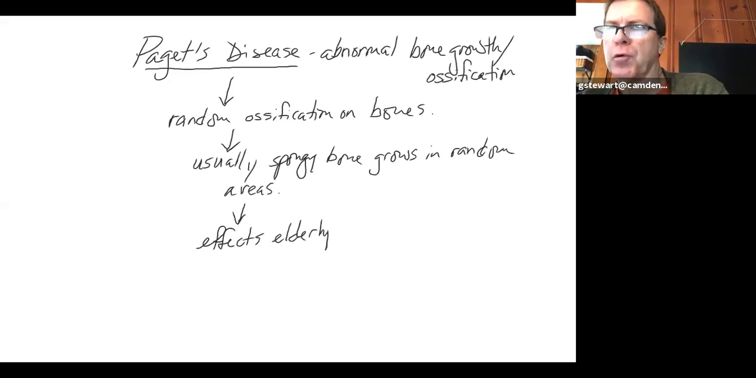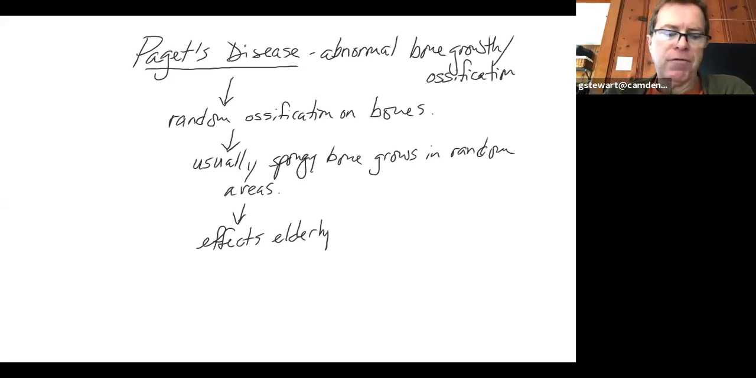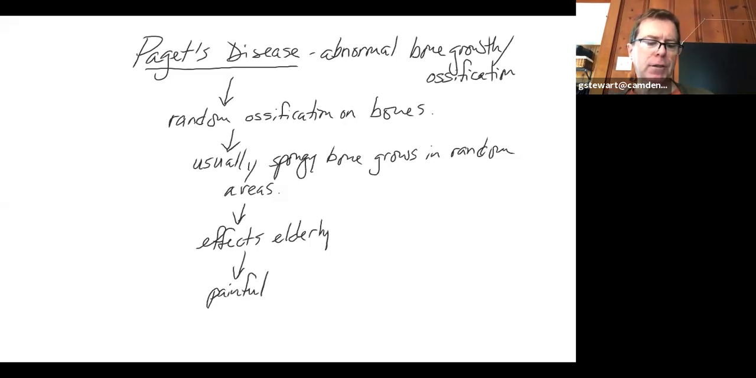It's super rare for somebody to have Paget's disease under the age of 40 or 45. So it definitely affects the elderly, and it can be very, very painful. All right, that's just a quick description of Paget's disease. We say that this random ossification of spongy bone, we call that Pagetic bone. And that's the stuff that's sort of randomly grown on the bone that can be very painful.